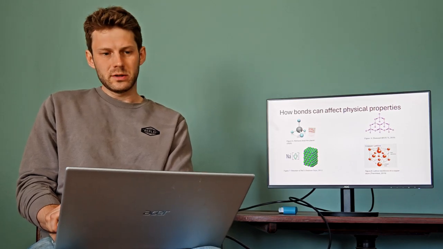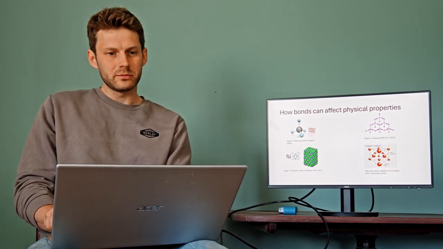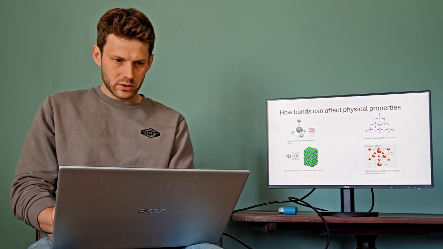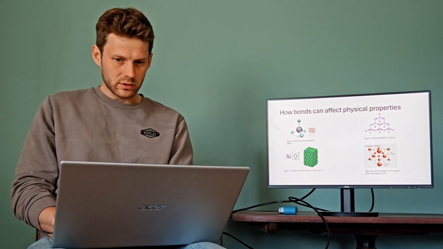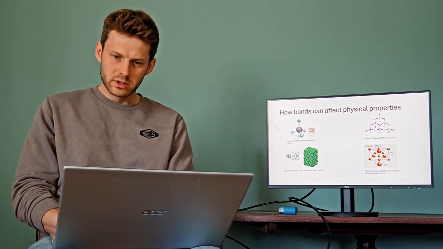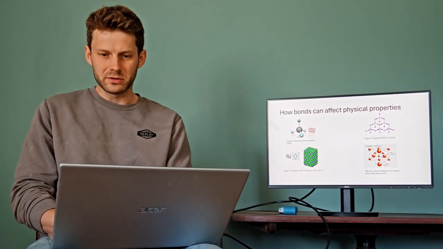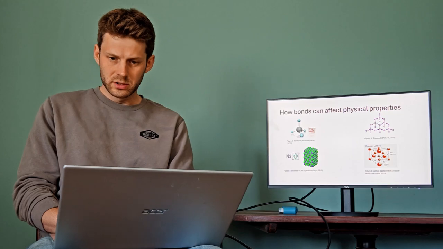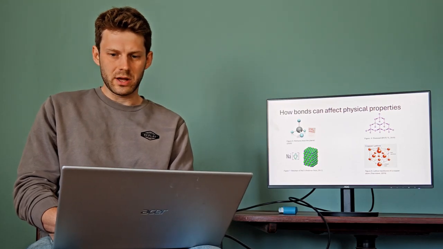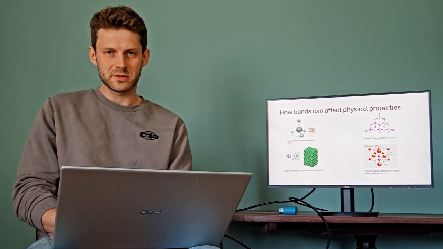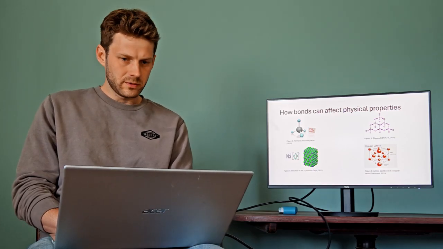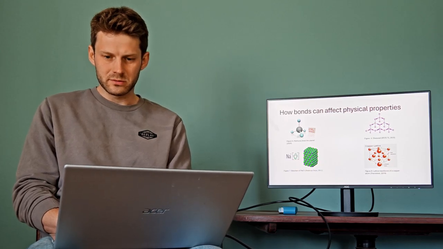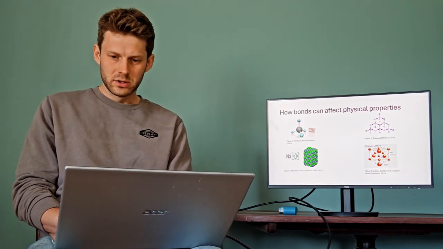And different bonds can cause different physical properties. Different properties can include melting point, boiling point, electrical conductivity, solubility, and hardness, and they all dictate what applications that substance is used in. So firstly, we have diamond, which is formed from covalent bonds. It's a giant covalent structure.